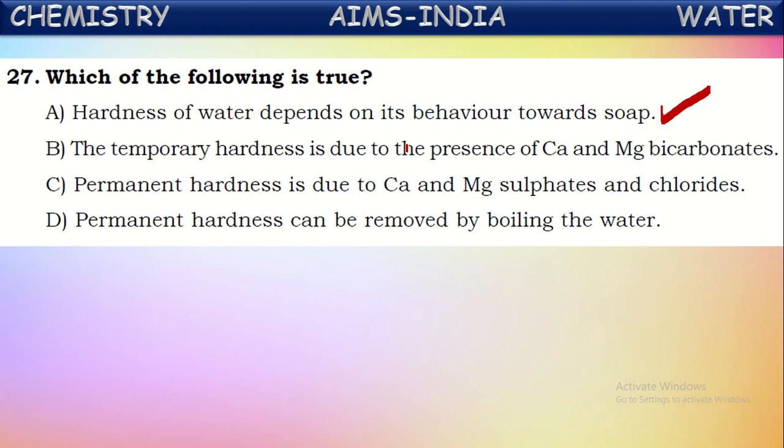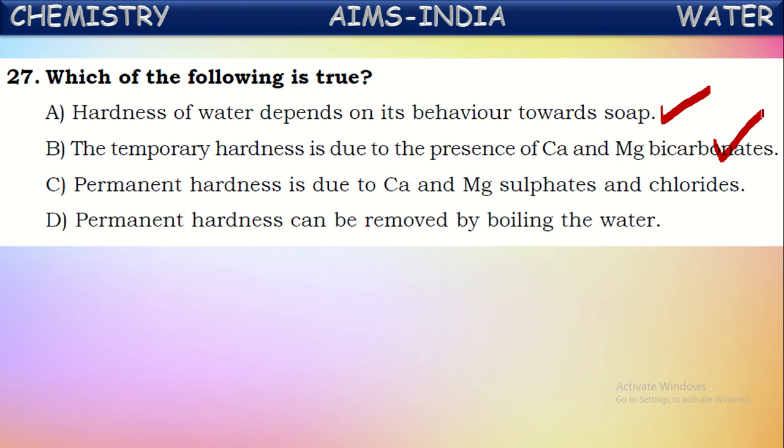That's correct. The temporary hardness of water is due to the presence of calcium and magnesium bicarbonates. It is also correct. The hardness of water is because of the bicarbonates, chlorides, and sulfates of calcium and magnesium. Out of these, the calcium and magnesium bicarbonates result in the formation of temporary hardened water. They cause temporary hardness to the water. And chlorides and sulfates of calcium and magnesium, they cause permanent hardness to the water.